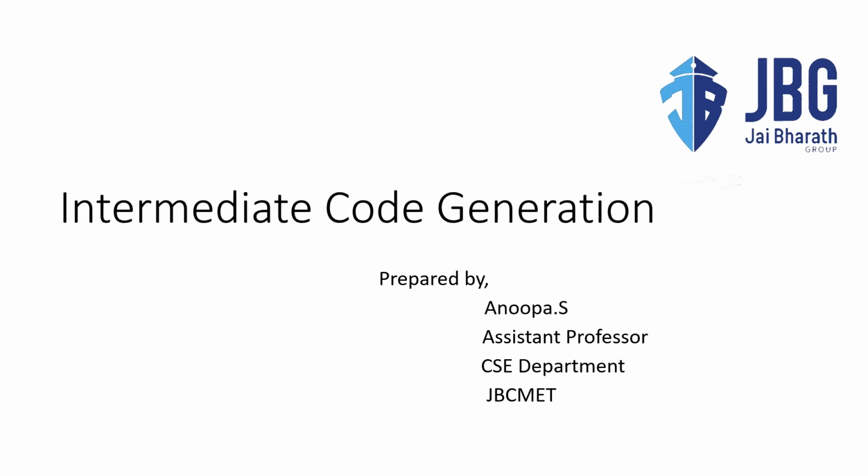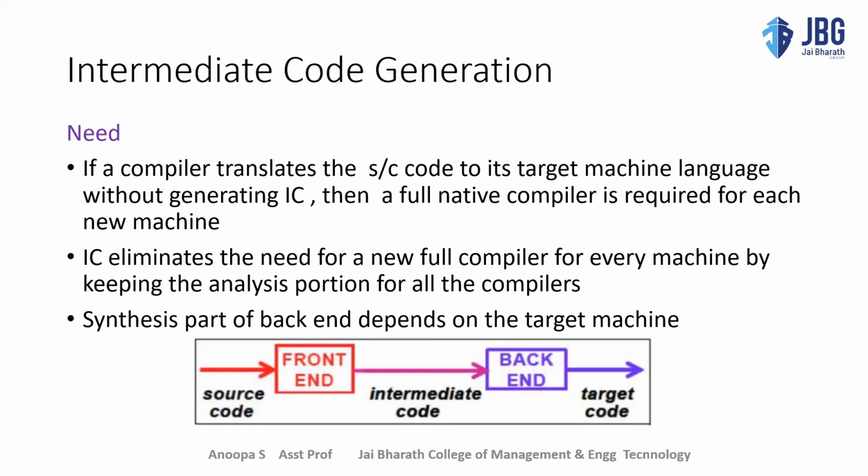Today we are going to discuss intermediate code generation. What's the need for this intermediate code generation? If a compiler translates the source code to its target machine language without generating an intermediate code, then a full native compiler is required for each new machine. Okay, so whenever we want to create a compiler for a machine, we have to design a new compiler if we do not generate an intermediate code.